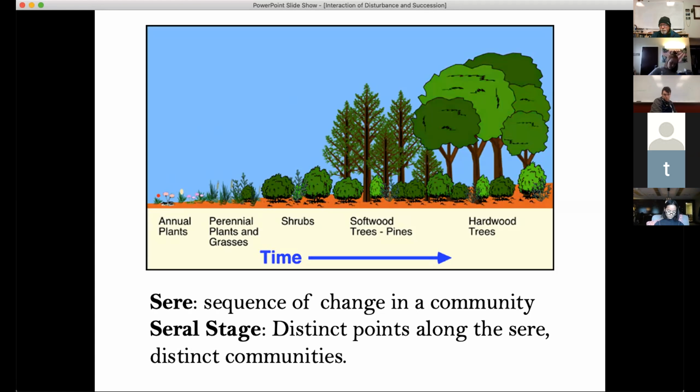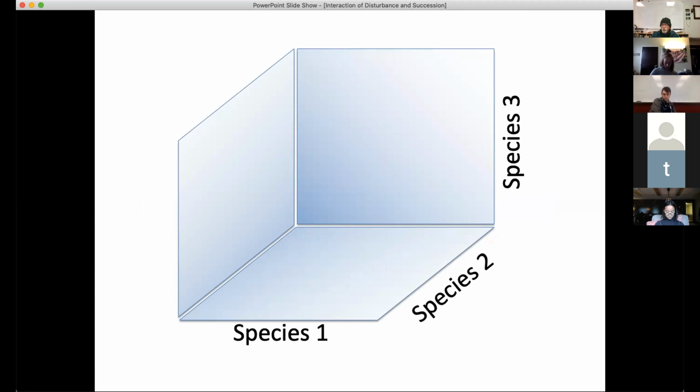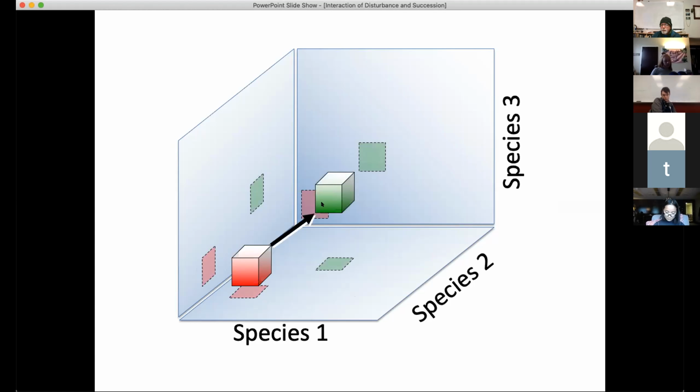So one way of thinking about this is when we think about community structure, we're basically thinking about the abundance of species that are there. And it's hard to envision this in multi-dimensions because communities oftentimes have hundreds or thousands of species making them up. So let's try and think of this with just 3 species. The old way of thinking about disturbance in succession is that early in succession, you started out with a relatively small number of species 1, a relatively small number of species 2, and a relatively small number of species 3. Over time, these species increase in abundance.